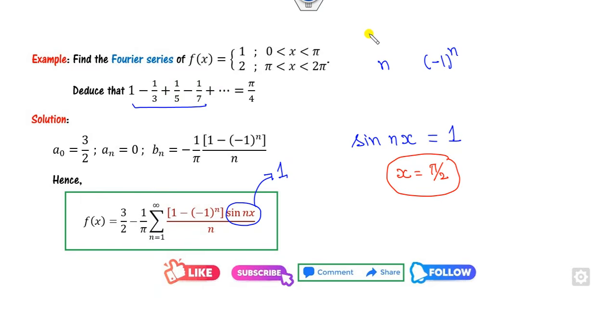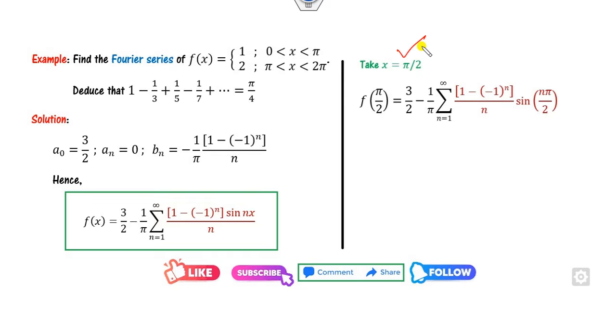So what is the value of this? You can substitute x is pi by 2. What is the value of the pi by 2? Pi by 2 lies here. Fine. So this number will be 1. It is my 3 by 2 minus 1 over 2. Now you can substitute it. When n is 1, it is my 2 over 1 sin pi by 2, 1. When n is equal to 2, 0.